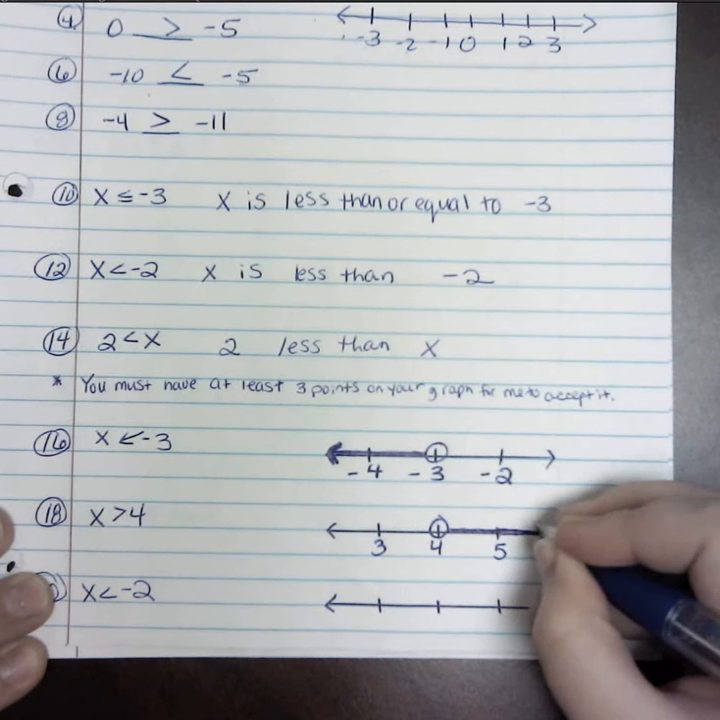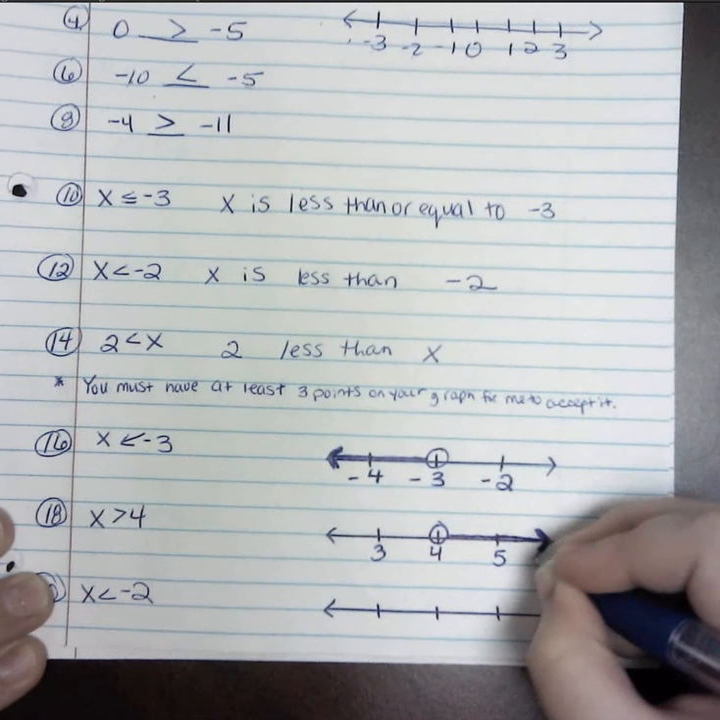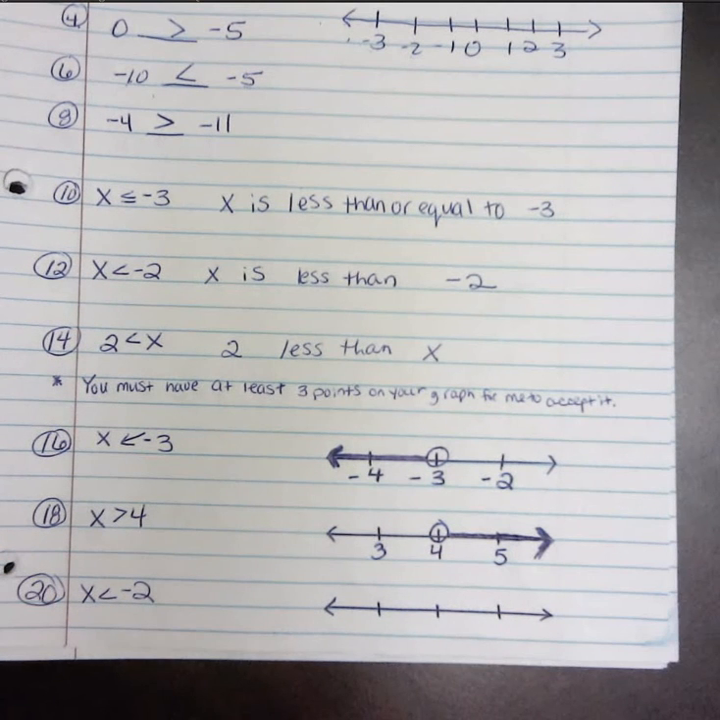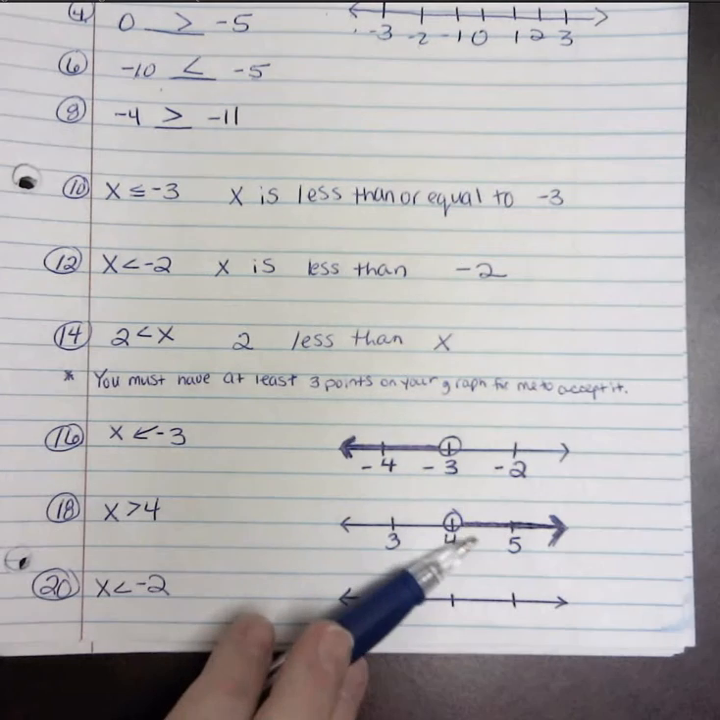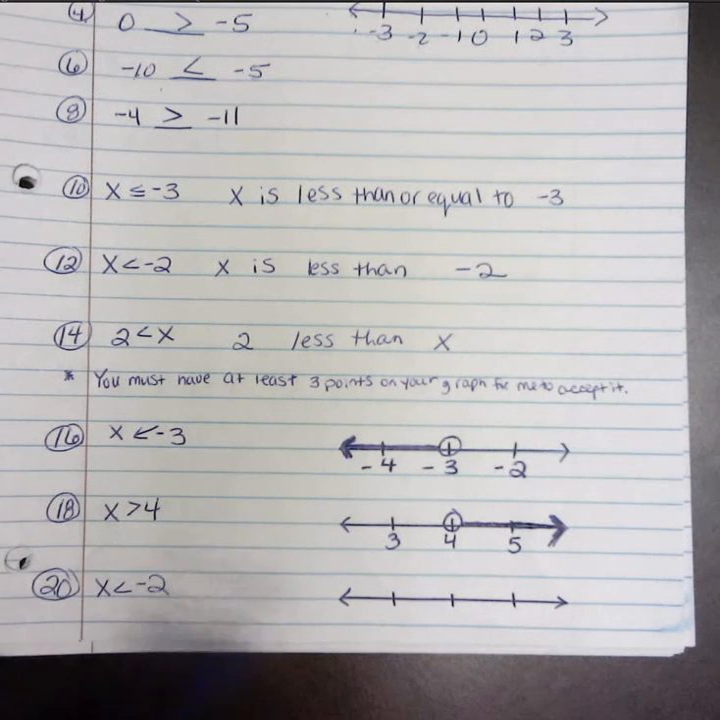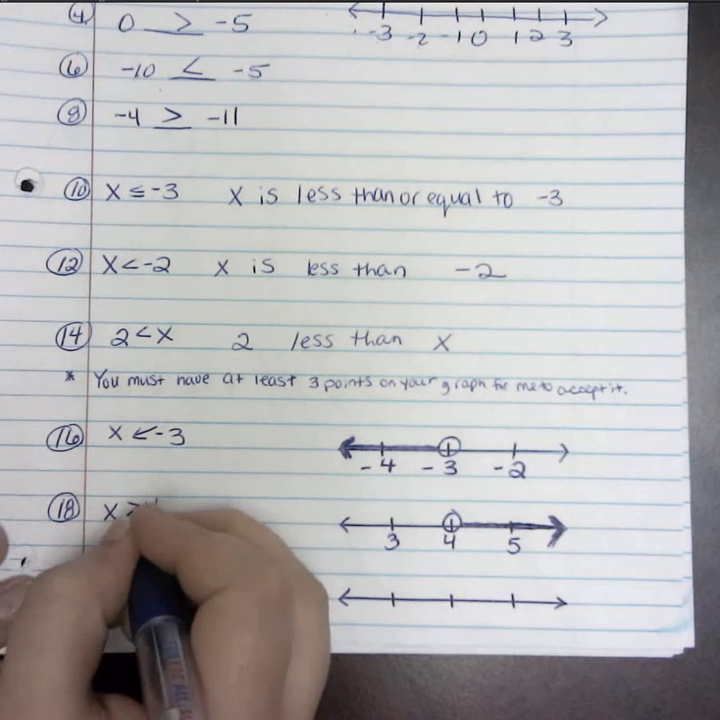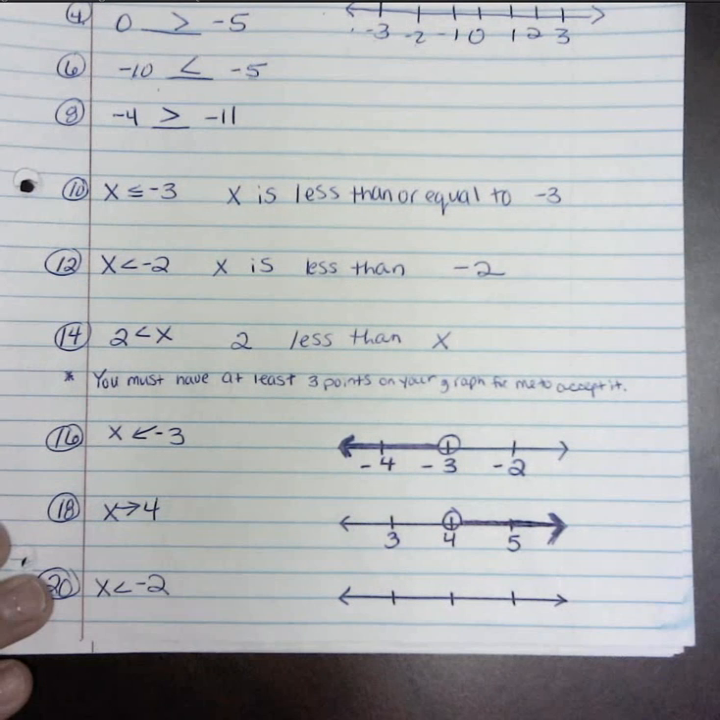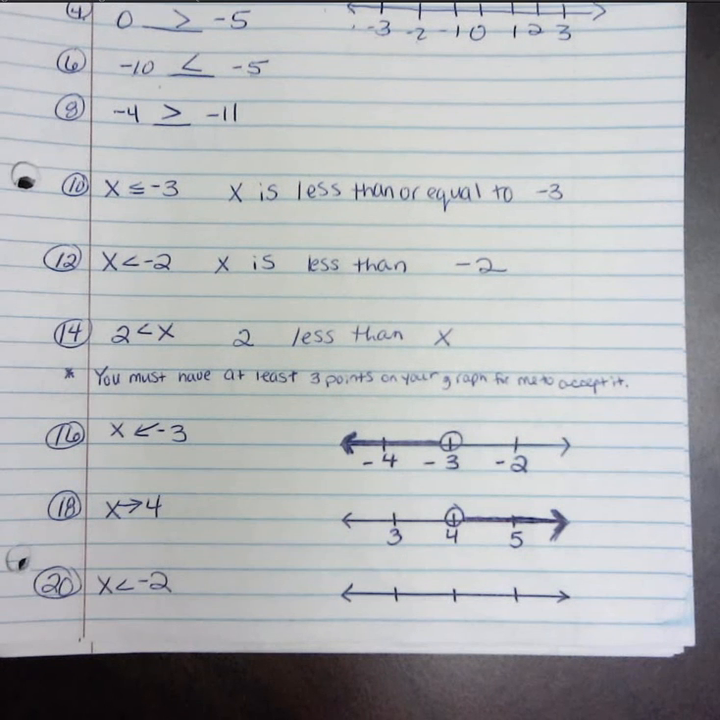That means that every number that is to the right of 4 on this number line is going to be a solution if we plug it in for x. Okay, again, you could have also done that shortcut where you drew a line through that and you drew to the right. Problem number 20, we have x is less than -2.